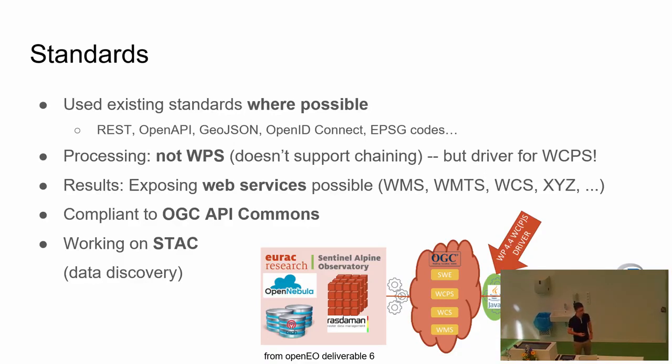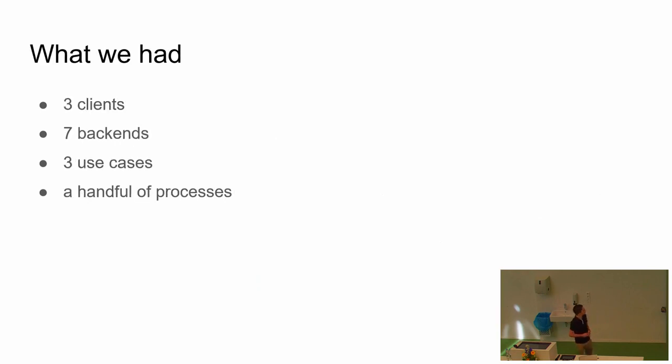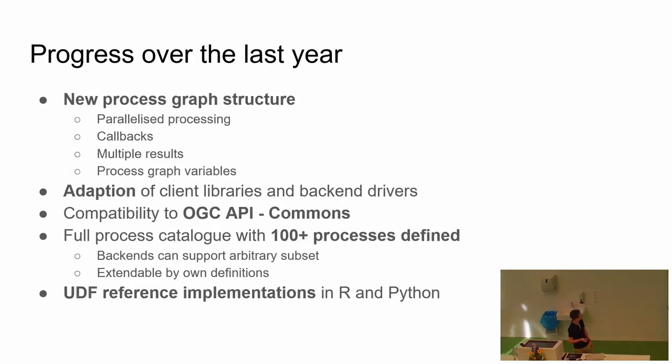And we are very involved in developing STAC, which is a new metadata standard for data discovery and stands for Spatial Temporal Asset Catalog. That is very helpful for us so that backends can describe the data sets they've got on offer. So what we had one year ago was these 3 clients, 7 backends, and they could run process graphs for 3 use cases with a handful of processes.